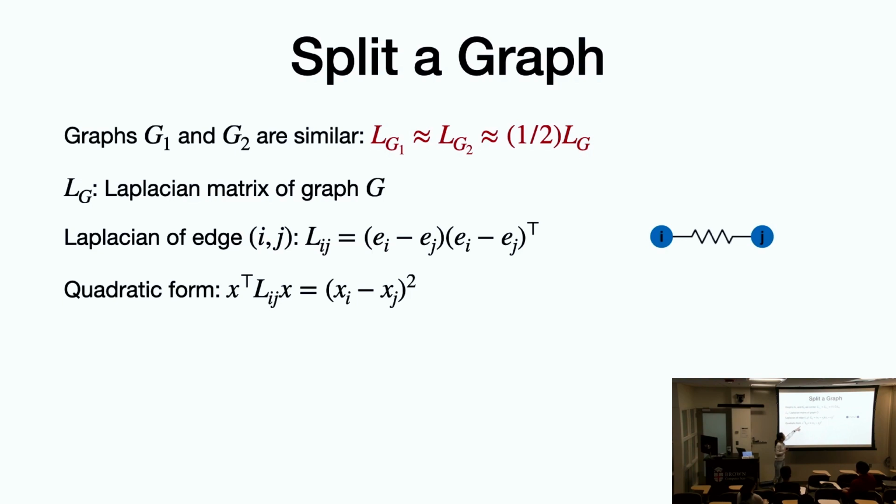Now I have an n-dimensional vector x, and I look at the quadratic form of x and this edge Laplacian. I get (x_i minus x_j) squared. Here x_i is the ith coordinate of x, and x_j is the jth coordinate of x. How should we think about this? Imagine this edge between i and j is a spring with spring constant 1, and I nail down these two vertices on a line at positions x_i and x_j. Then this quadratic form equals twice the energy of this spring.